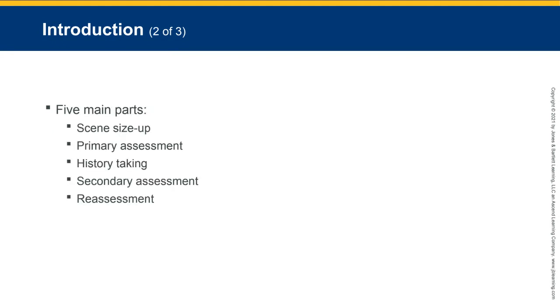There are 5 main parts of the patient assessment algorithm. And this includes the scene size-up, primary assessment, history taking, secondary assessment, and reassessment. As an EMT, you need to know the things that should be done and the things that should be considered in each of the main parts. So you need to know what should be done in a scene size-up and what should be considered, and so on for the other main parts.